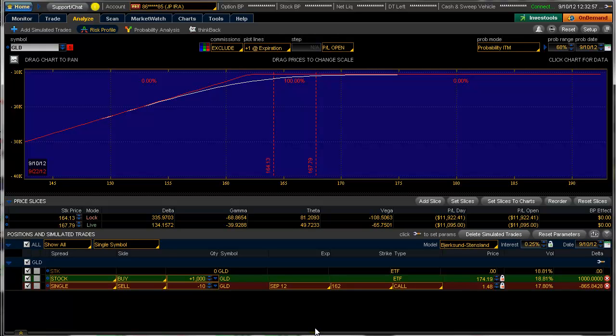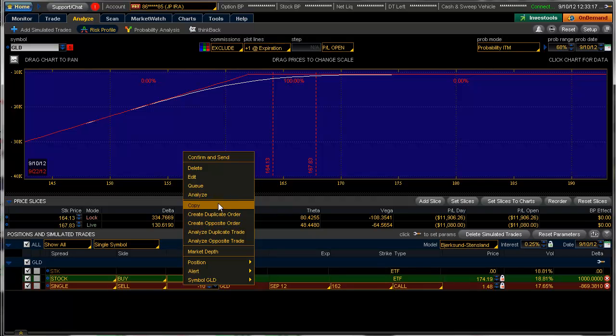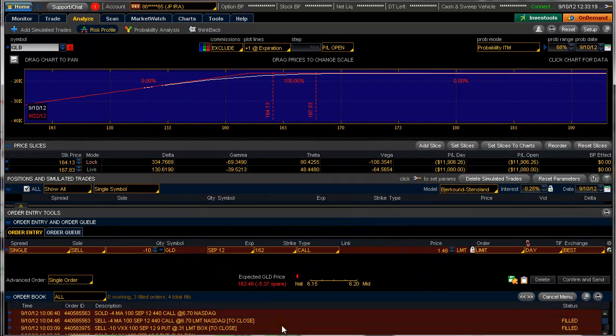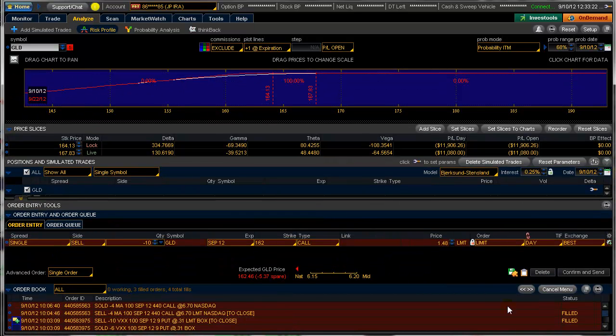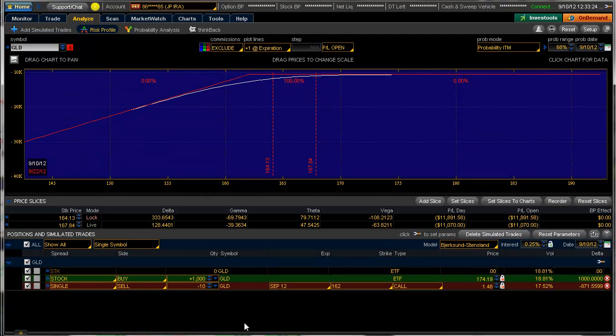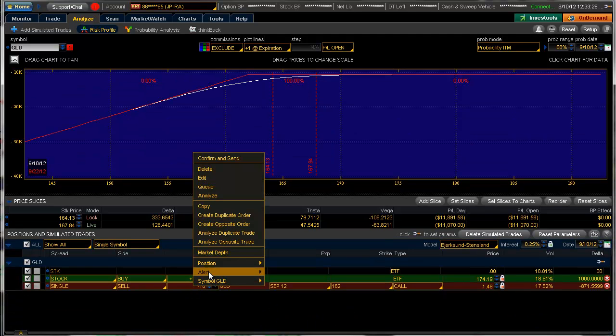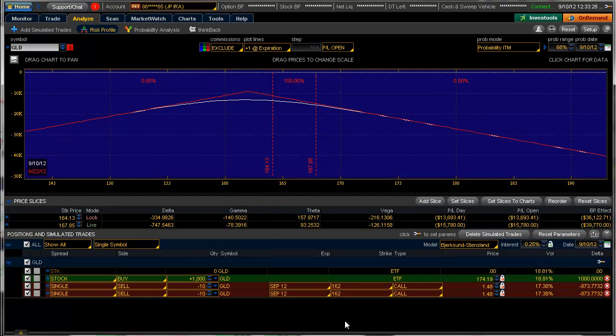But in addition to that, he had also sold some puts, probably thinking that it's never really going to go below that. I just closed my email program so it doesn't beep at us. So he sold some puts. So let's create a duplicate order. Oops, we don't want to do that. Why did I do that? I want to do an analyze duplicate trade.